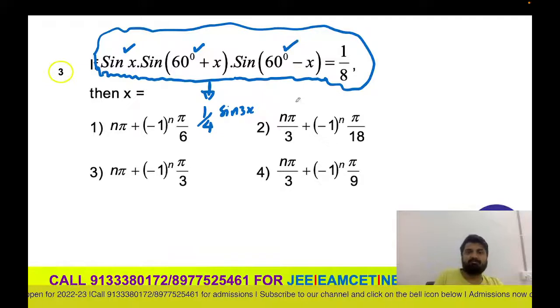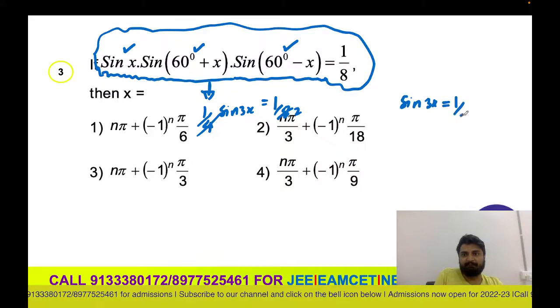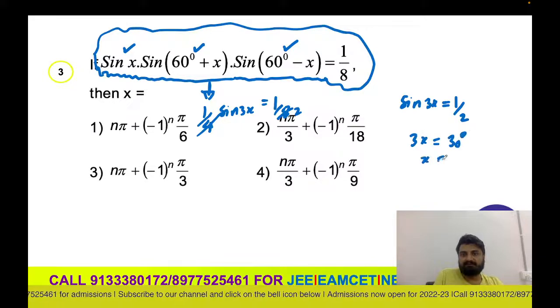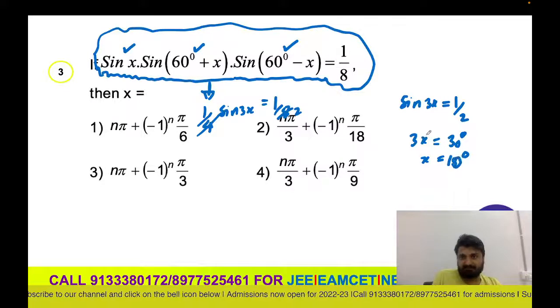So this 1 by 4 sin 3x is equal to 1 by 8 now. 4 goes 2 times. So sin 3x is 1 by 2. So we know that 3x will be equal to 30 degrees. X value will be equal to 15 degrees. X value will be 10 degrees, sorry. 3 goes 10 times, right? So x value will be 10 degrees.